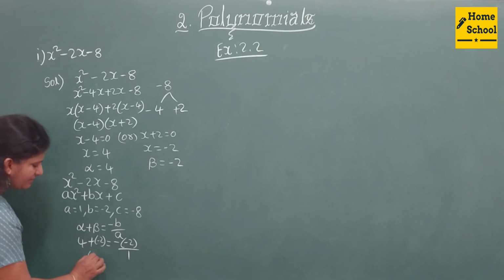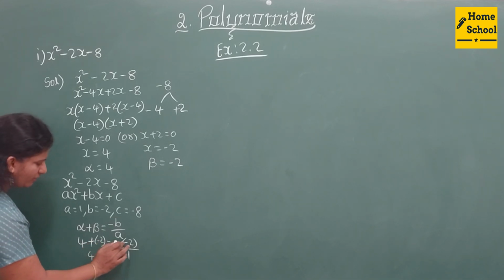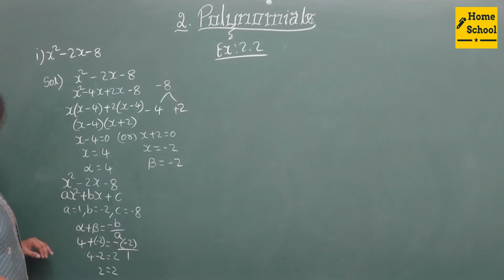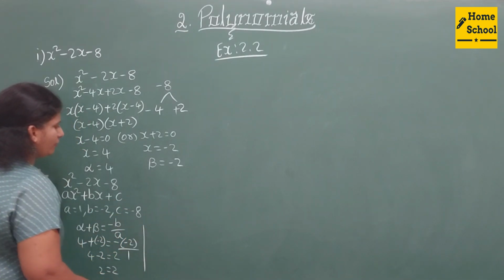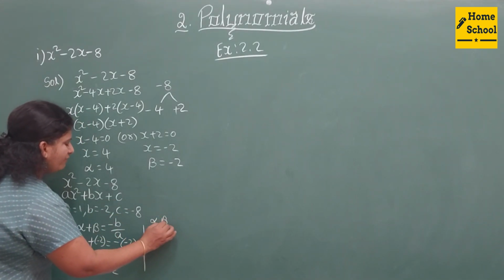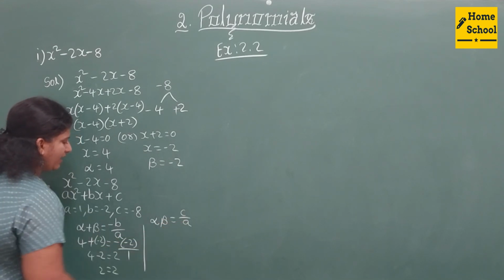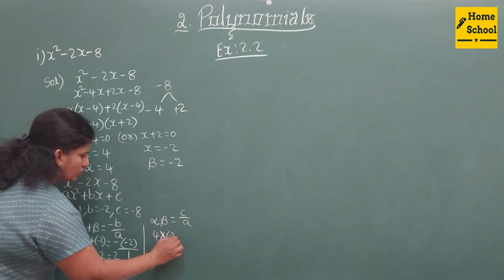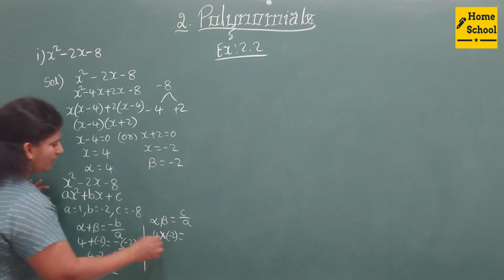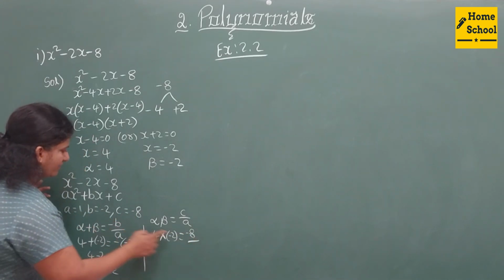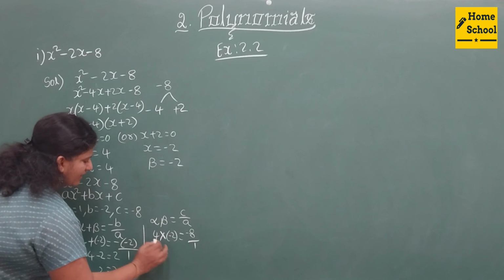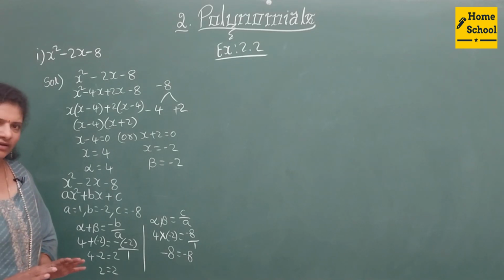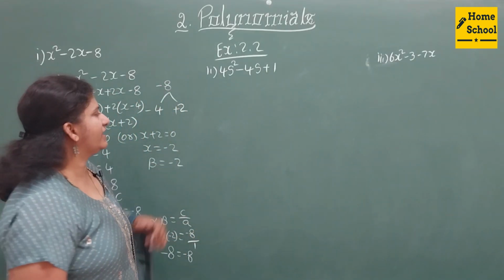4 plus into minus, minus. 4 minus 2 equal to minus into minus plus 2. 4 minus 2, 2 equal to 2. Yes, the sum of the zeros is verified. Now coming to the product of zeros, that is alpha beta is equal to c by a. Alpha value is 4 into beta value is minus 2, and c value is minus 8 by a value is 1. Plus into minus is minus, 4 twos are 8. Minus 8 equal to minus 8. Hence it is verified. Same method we are going to continue for the next problem.